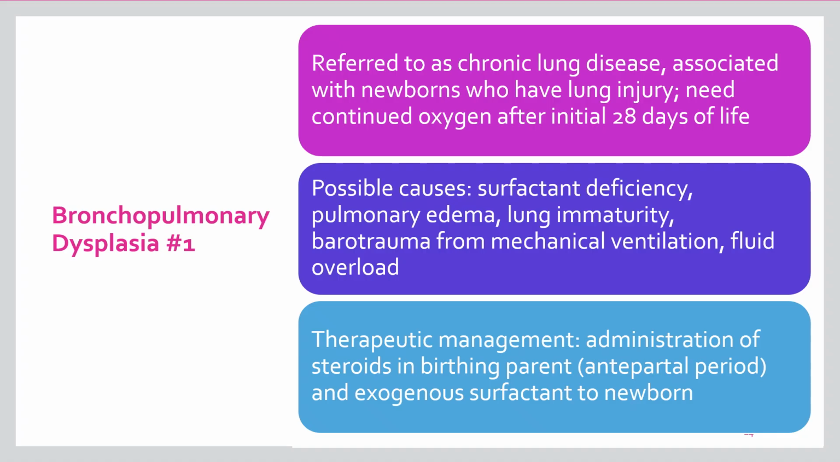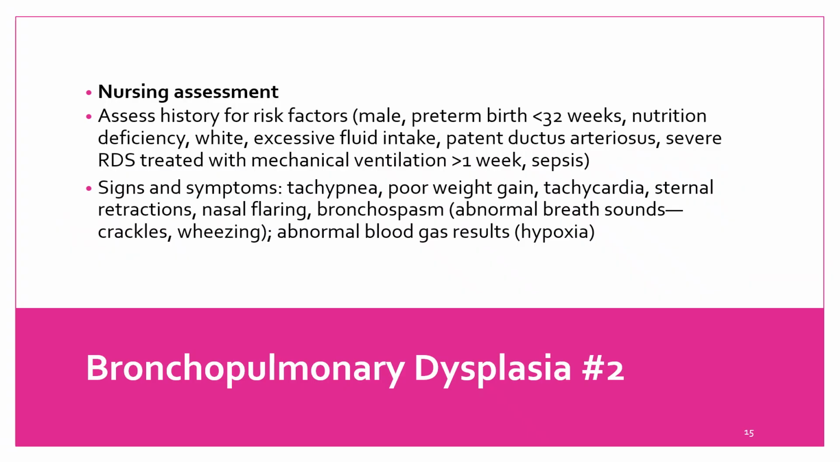Therapeutic management in bronchopulmonary dysplasia is administration of steroids to the birthing parent. In the antenatal period, the mother should get steroids, which helps the baby produce surfactant. Then give exogenous, artificial surfactant to the baby once the baby is born, to help with surfactant in the lungs.